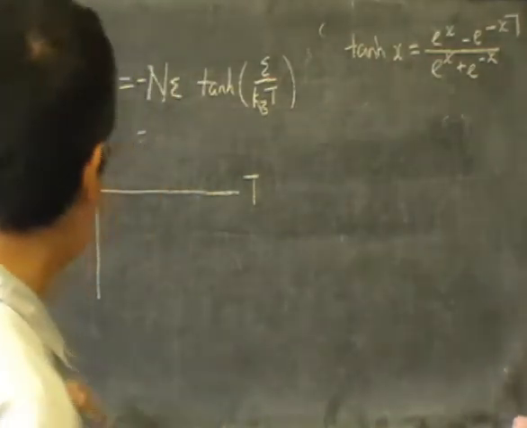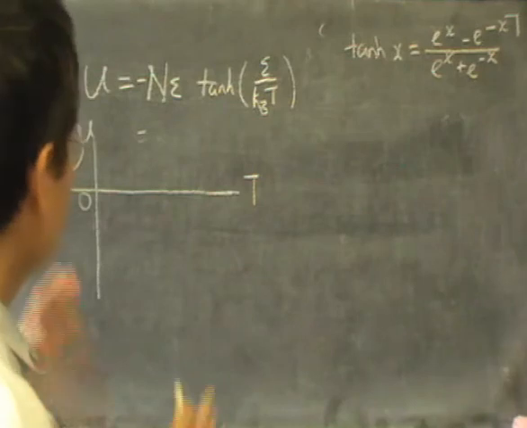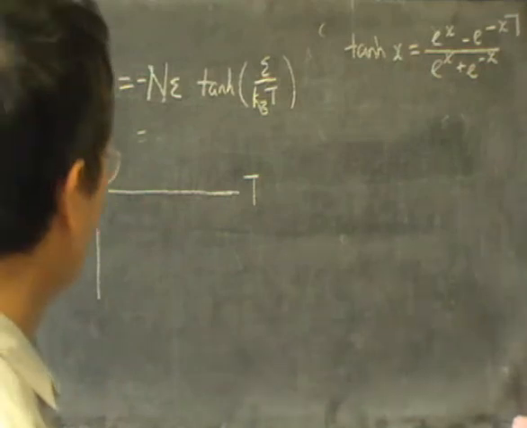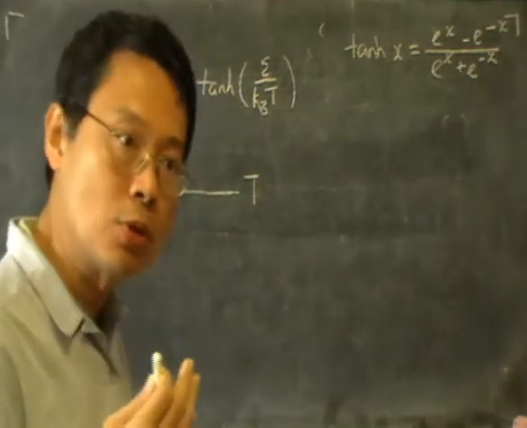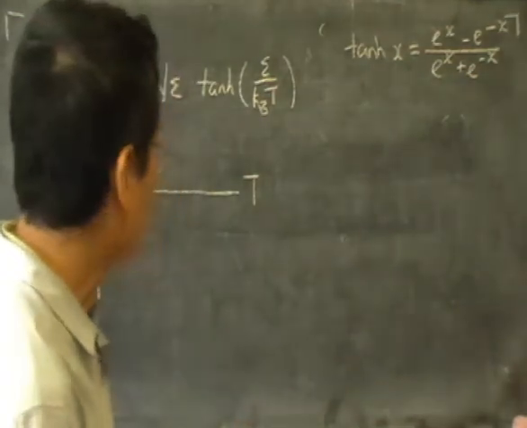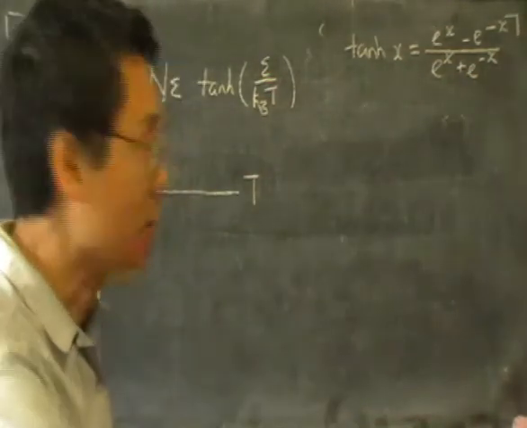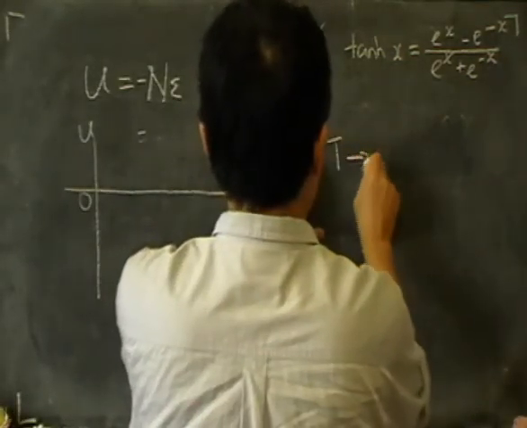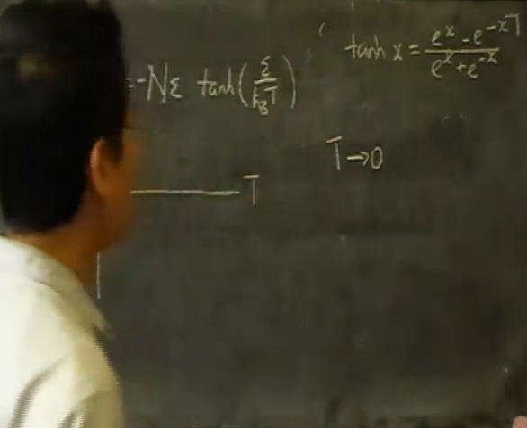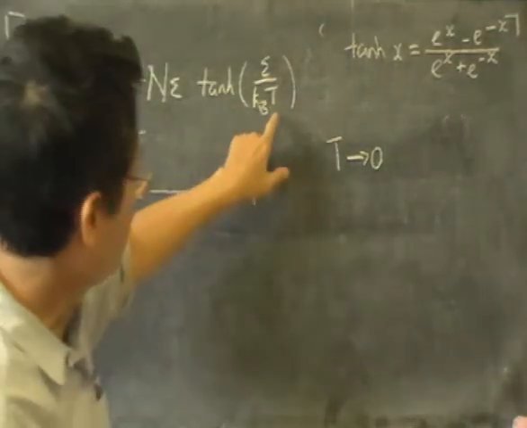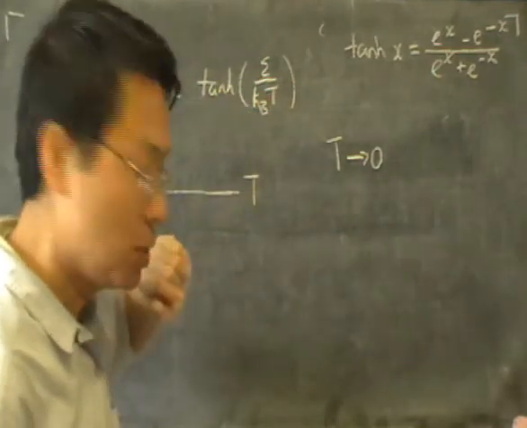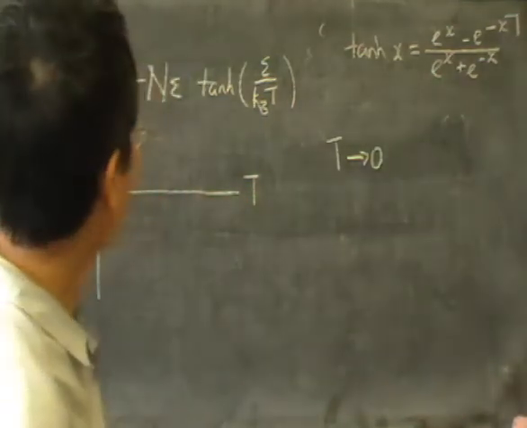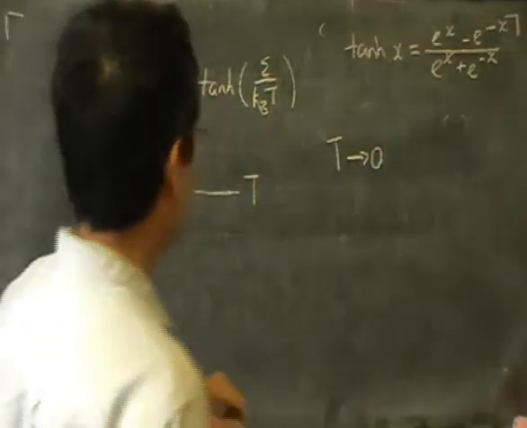So what we are going to do is this. We are going to try to calculate U as T goes to 0, becomes very small, and as T becomes very big, as it goes to infinity. So as T goes to 0, let's see what happens to U. Now if T goes to 0, then epsilon over T goes to infinity. And the hyperbolic tangent of infinity is 1. Therefore, U is just minus N epsilon.